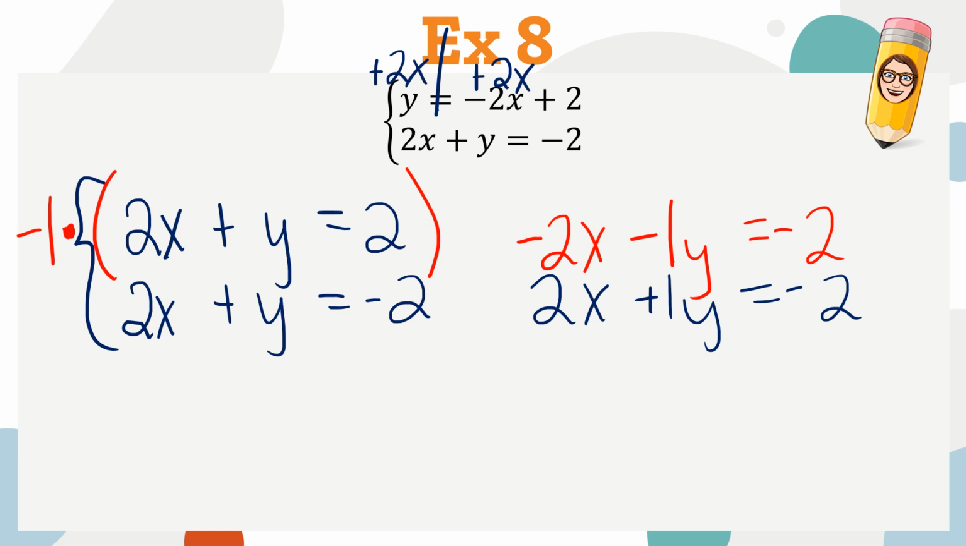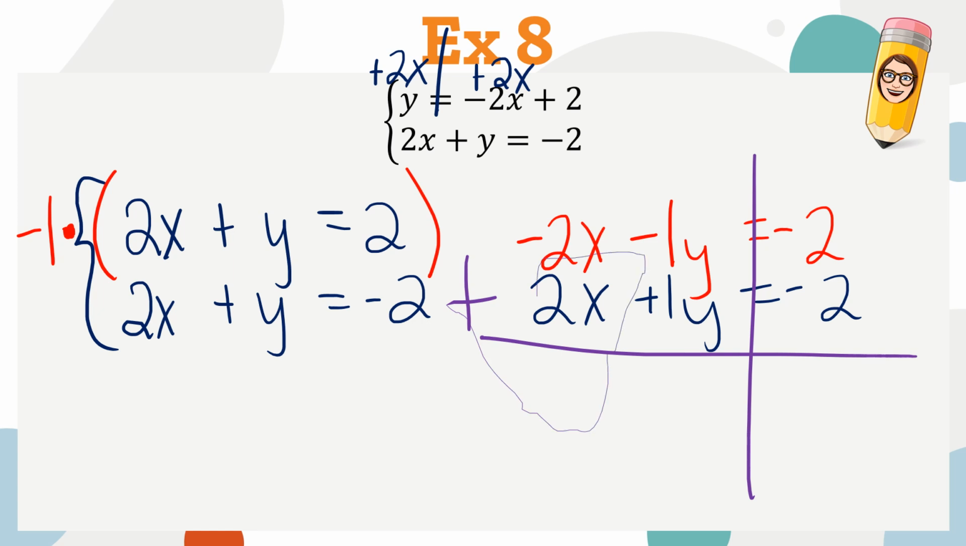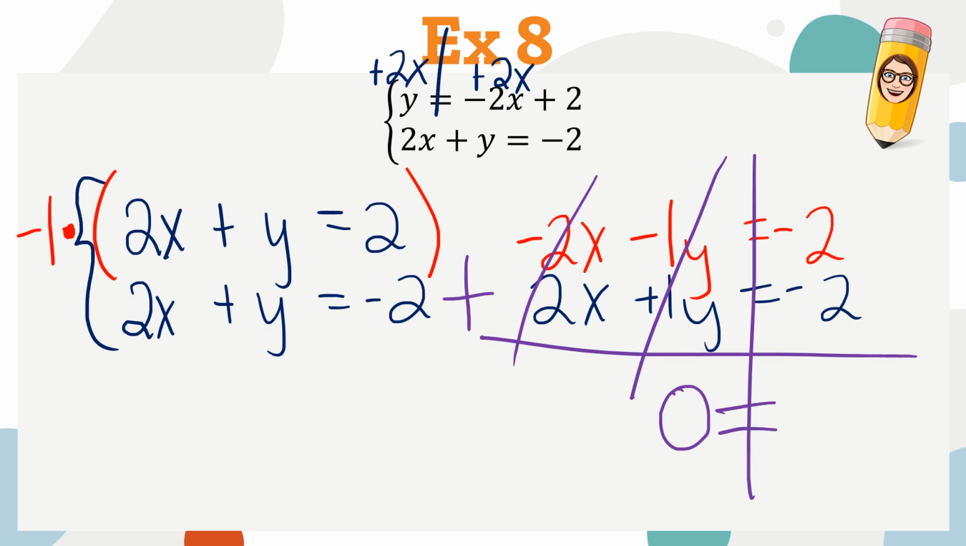Let's draw a line down the equals and do some old school addition. That means -2x plus 2x cancels to 0. -1y plus 1y cancels to get 0. So let's write a 0 because I need to have something there. And -2 plus -2 is -4. That means this is another no solution.